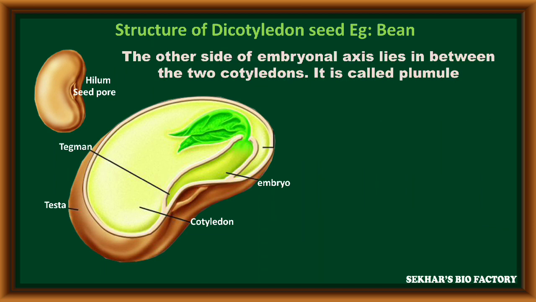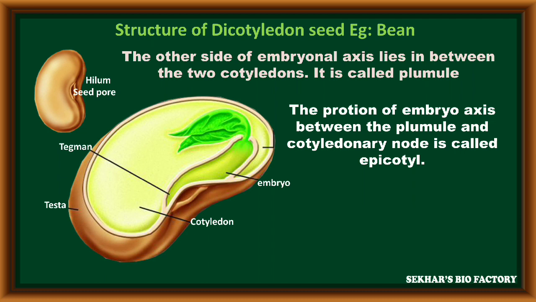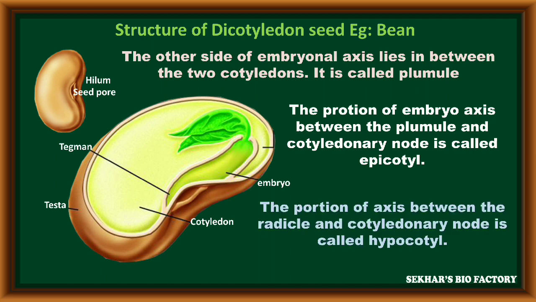The other side of the embryonal axis, lying in between the two cotyledons, has the plumule. The portion of the embryonal axis between the plumule and the cotyledonary node is called the epicotyl, and the portion of the embryonal axis present in between the radicle and the cotyledonary node is called the hypocotyl.